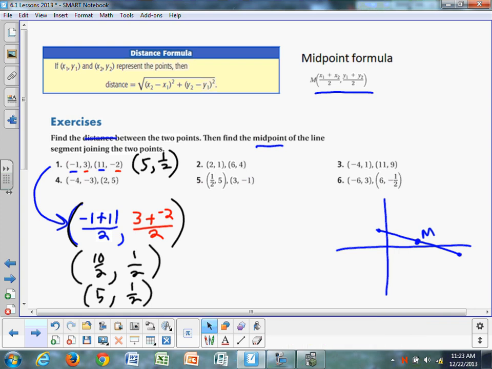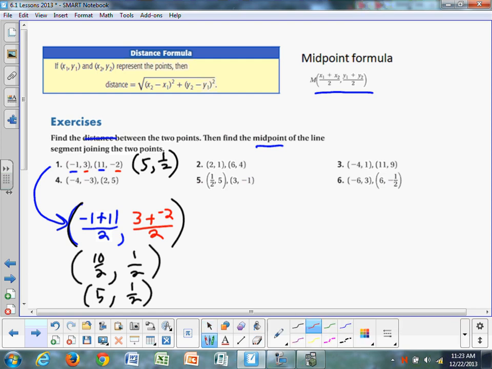So basically, we're just substituting coordinates into the midpoint formula. This midpoint formula is on that pink sheet that I gave you. Let's do one more together, and then I'll let you practice a few. I'll do number 2, and I'm just going to write down the formula and show you how we're going to substitute.